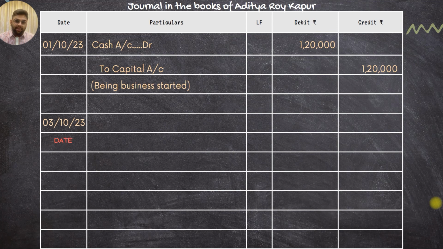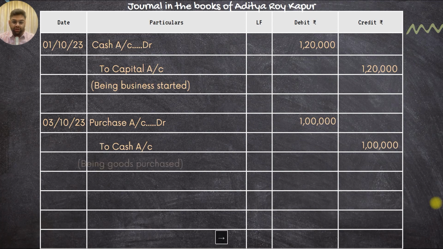Now let's write the debit effect and credit effect. Purchase account debit to cash account. Don't forget writing the word "to" before cash. Okay. Then in the amounts column, respective amounts, purchase will be debited with 1 lakh and cash will be credited with 1 lakh. Narration: being goods purchased.